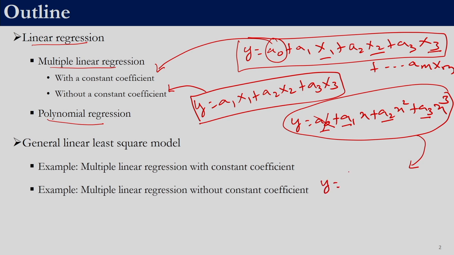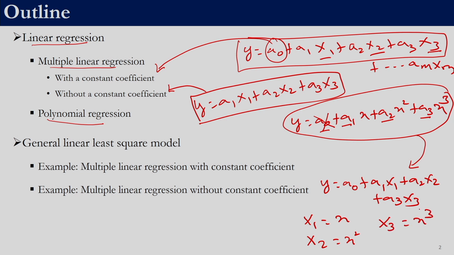So y is equal to, if we have the constant coefficient a0, then plus a1 x1 plus a2 x2 plus a3 x3, where x1 is nothing but the data point x which is given to us, x2 is each data point squared, so x square, and x3 is going to be x cube. Once we do this transformation, this is nothing but the multiple linear regression which we will be discussing in the first half of the session. So polynomial regression is essentially being converted into multiple linear regression.